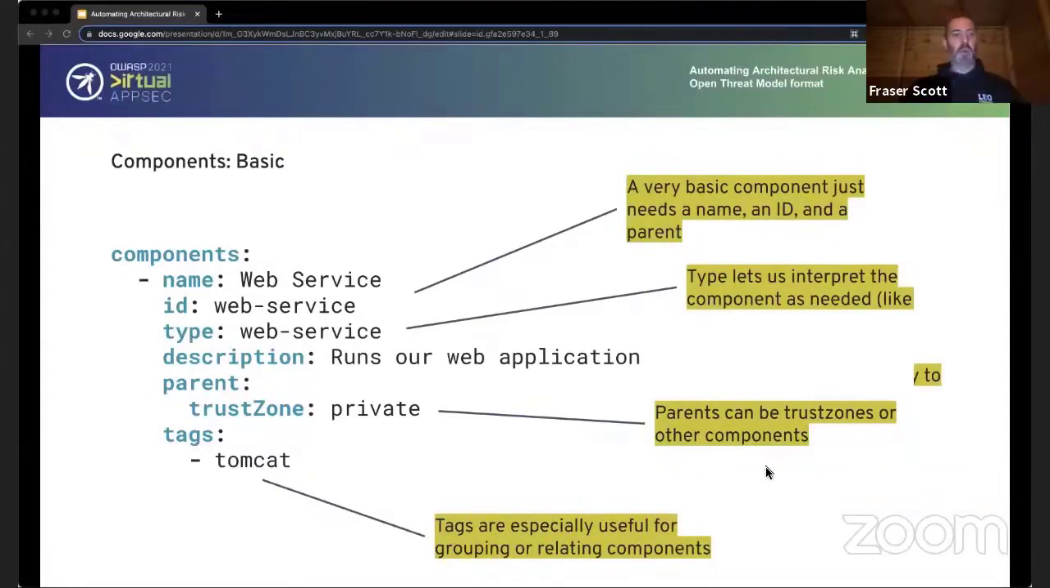So we can interpret the type of this component. I may have multiple web services called web service 1, 2, and 3, all of the type web service, so that when I see that component, I can interpret them in a similar way because they're all functionally the same sort of thing. So think of it like a class. And then we can use tags to group and relate these things as well in a completely flexible and arbitrary way.